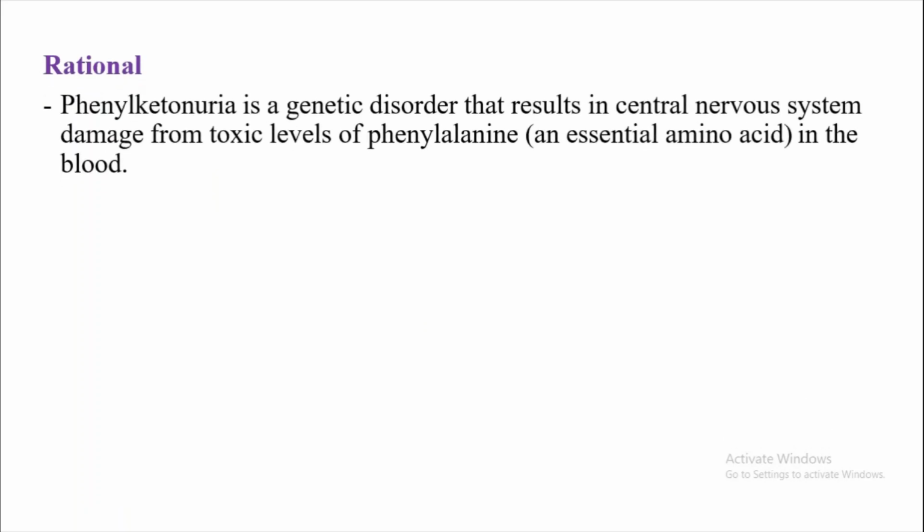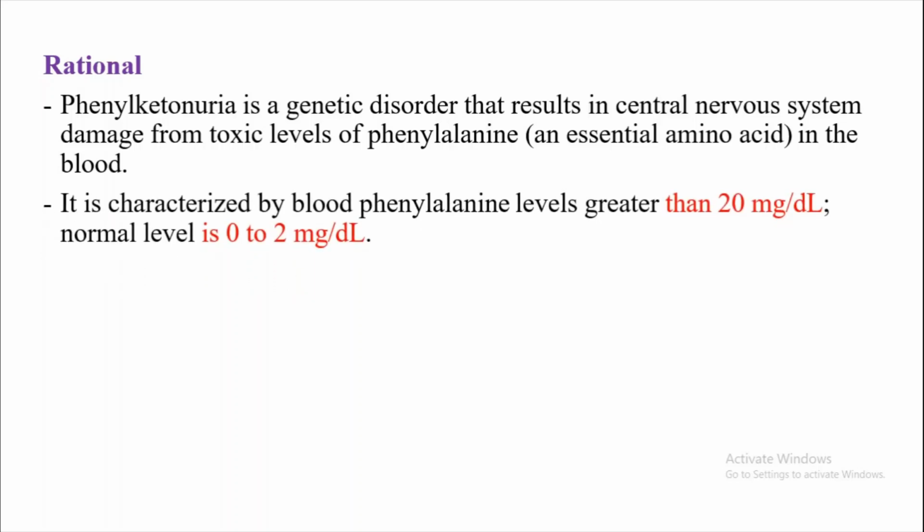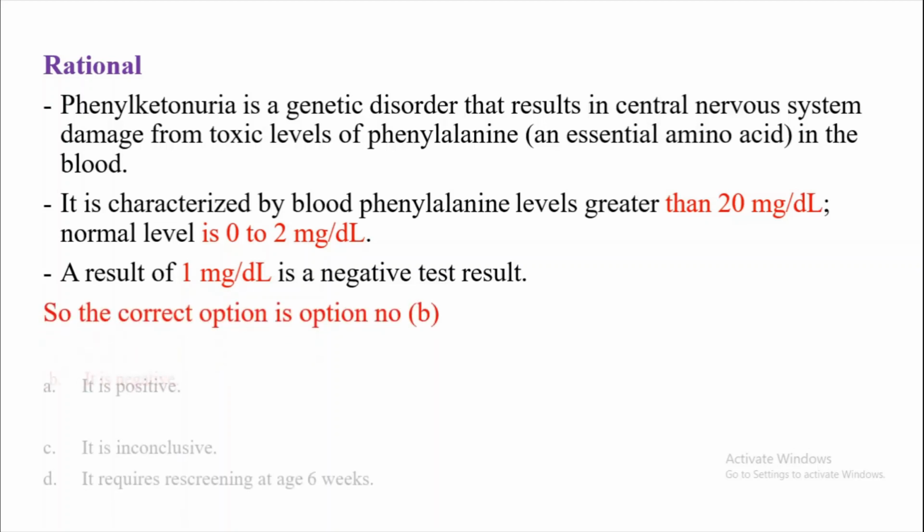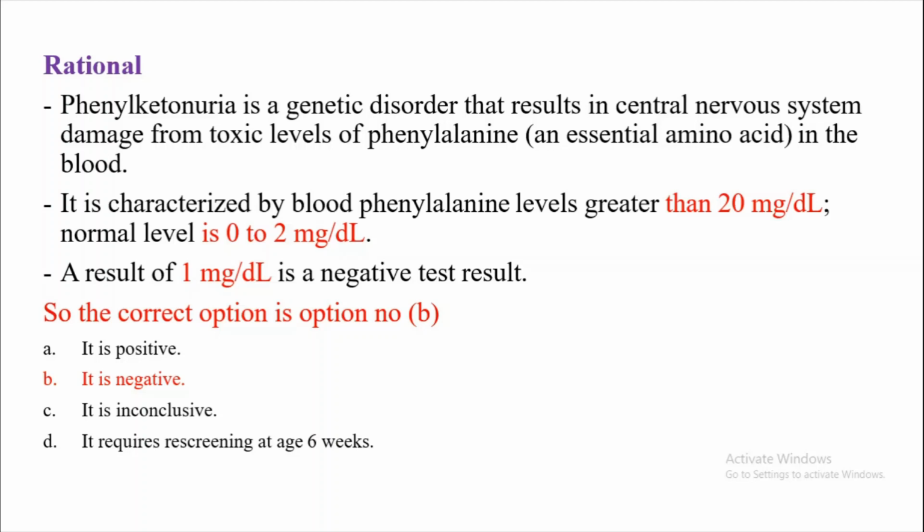Phenylketonuria is a genetic disorder that results in central nervous system damage from toxic level of phenylalanine in the blood. It is characterized by blood phenylalanine level greater than 20 mg per deciliter. The normal level is 0 to 2 mg per deciliter. A result of 1 mg per deciliter is a negative test result. So the correct option is option number B.